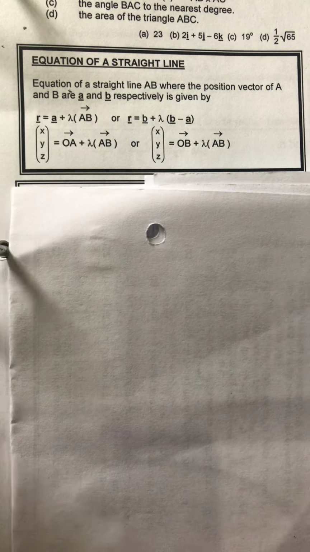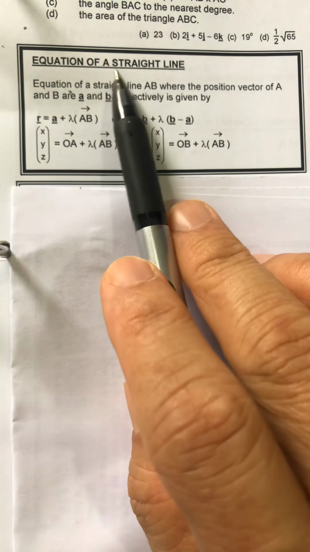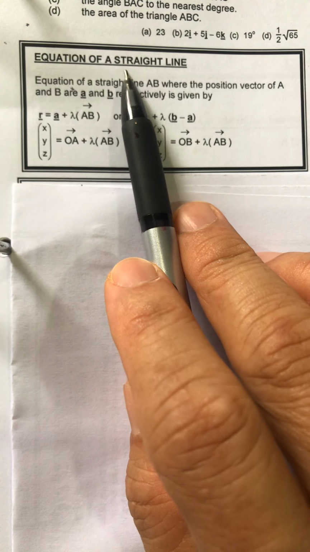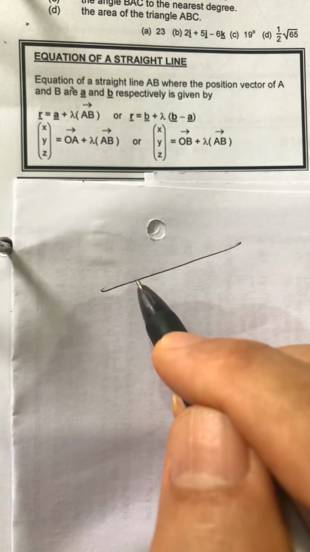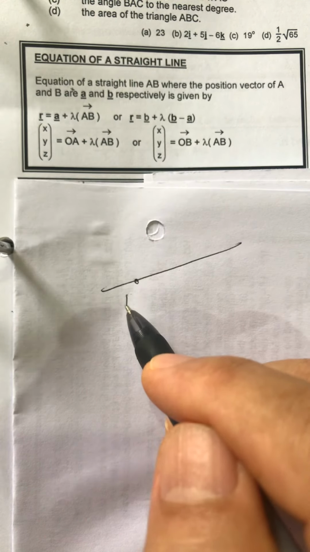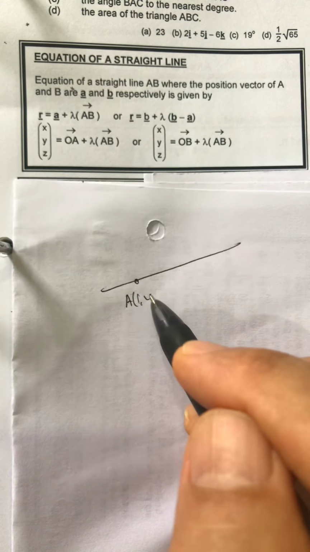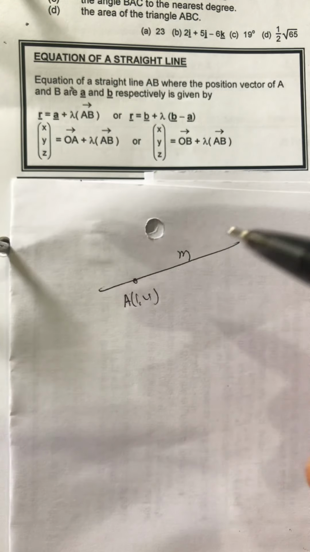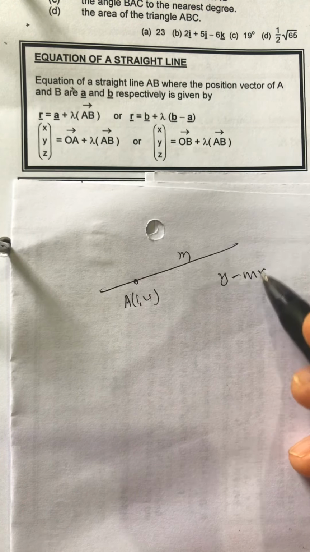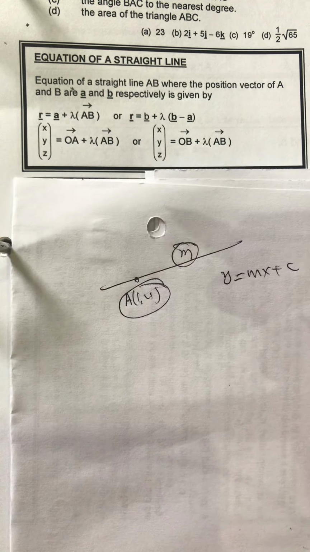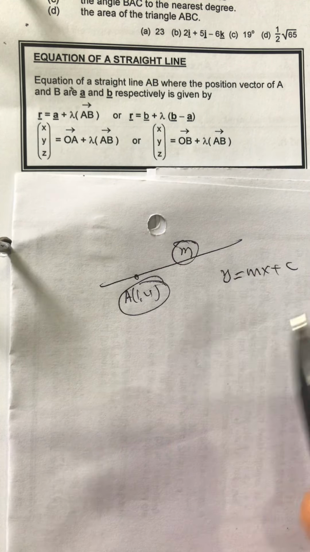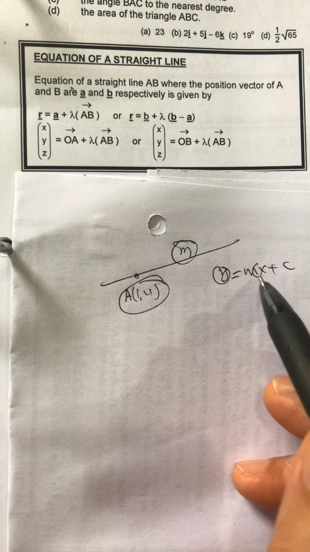Okay, so when you want to find the equation of a straight line in Form 4, the two-dimensional one, there is x and y only. You need one point, isn't it? Let's say A is a point (1, 4), and then you must have the gradient. So you use y equals mx plus c, isn't it? You need one point and you need the gradient. This is for two-dimensional, so you have x and y only, isn't it?